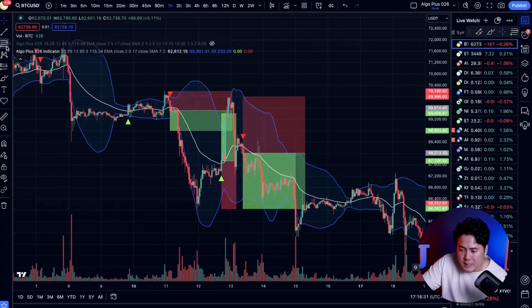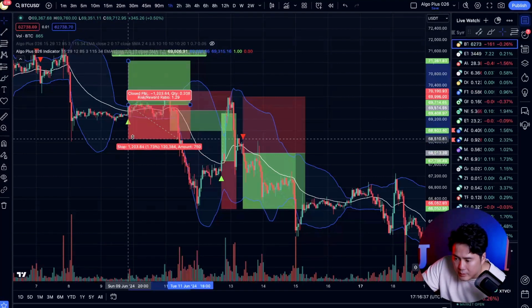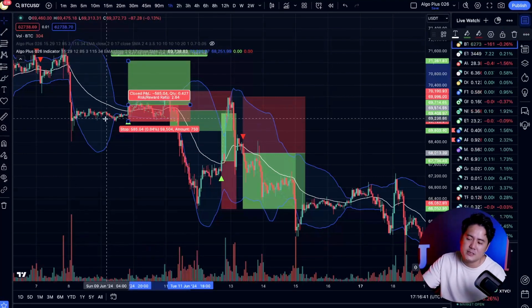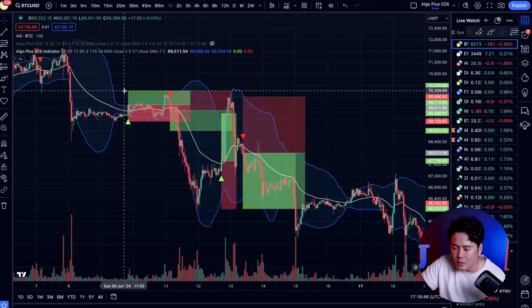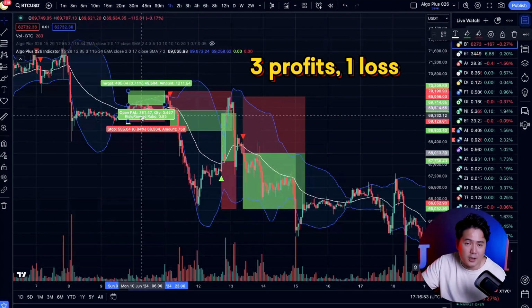Okay, let me see another one here. There's a green one here. Okay, with the previous swing low here. For me, I wouldn't hold it too far away. It's just by the next 10 to 20 candles. Okay, so this trade, I think you got a loss here. So we got 3 profits, 1 loss trade here.